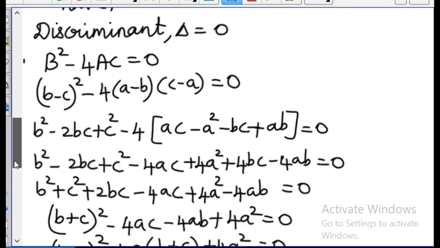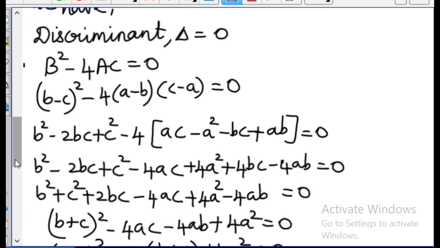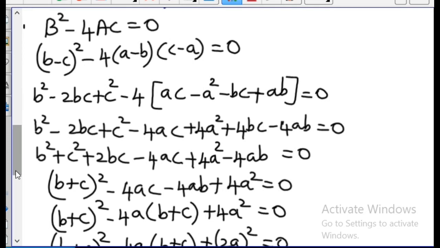Substitute the expressions for B, A, C. Then we simplify the a minus b into c minus a. We are getting the expression like this. Here minus 2bc, here we are having plus 4bc. So simplifying, we are getting 2bc. Write the remaining terms, minus 4ac plus 4a squared minus 4ab. Now the first three terms can be simplified as b plus c whole square.